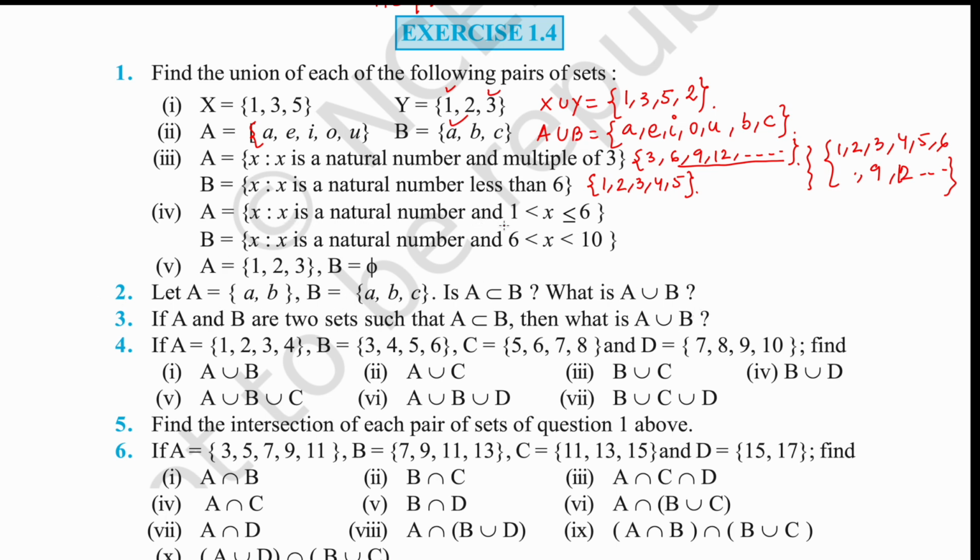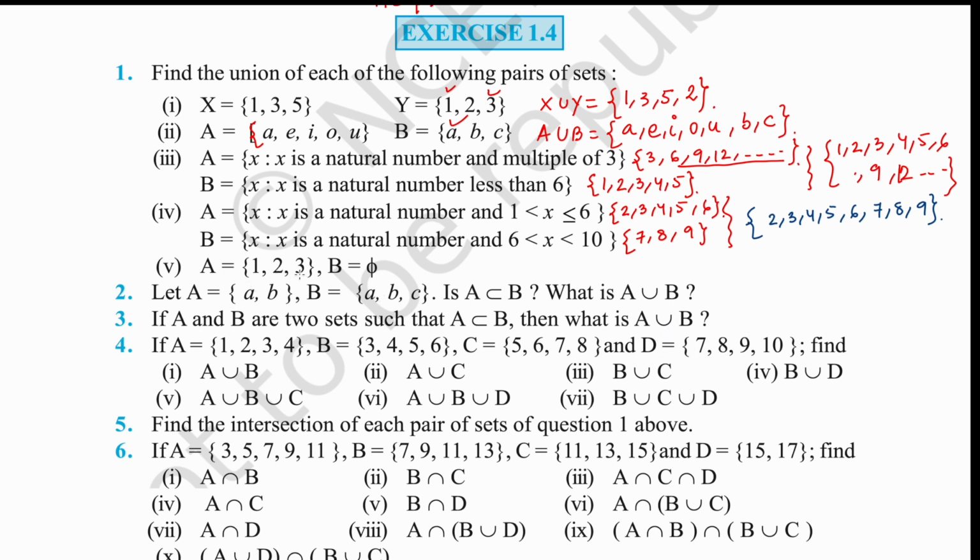Now for this one, X is a natural number and it lies between 1 and 6, 1 not included and 6 included. So you have 2, 3, 4, 5, and 6. And this is a natural number between 6 and 10, both excluded. So this is 7, 8, and 9, correct? And the union of the two is going to yield a set which contains the elements of both these sets. So you have 2, 3, 4, 5, 6, and then you also have to include 7, 8, and 9, right? So this will be your answer.